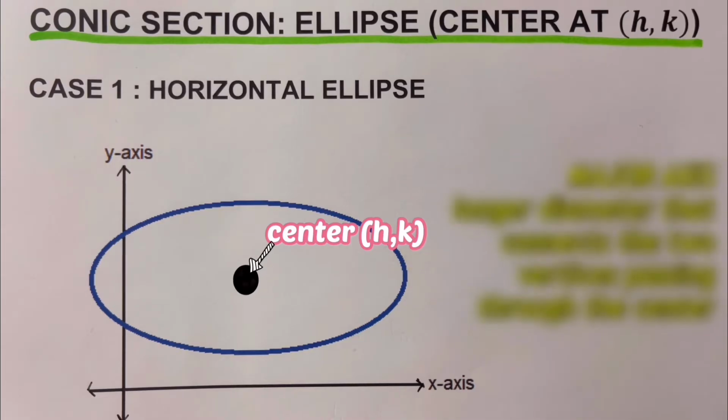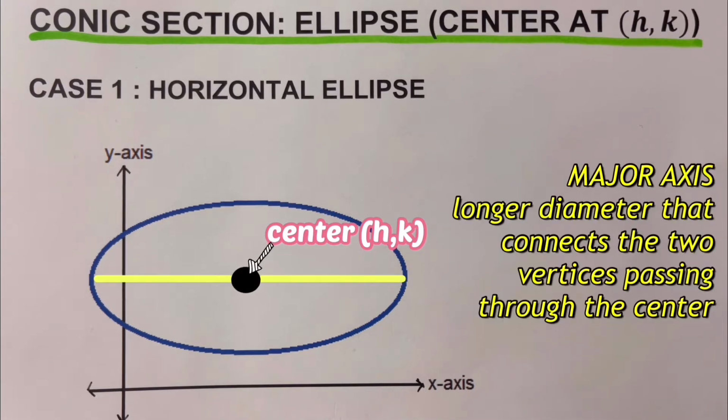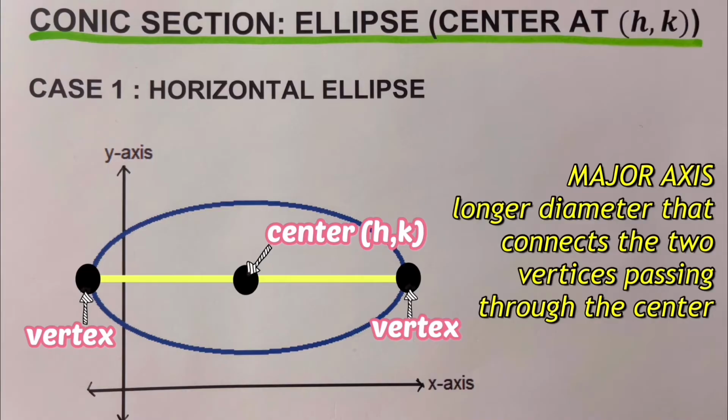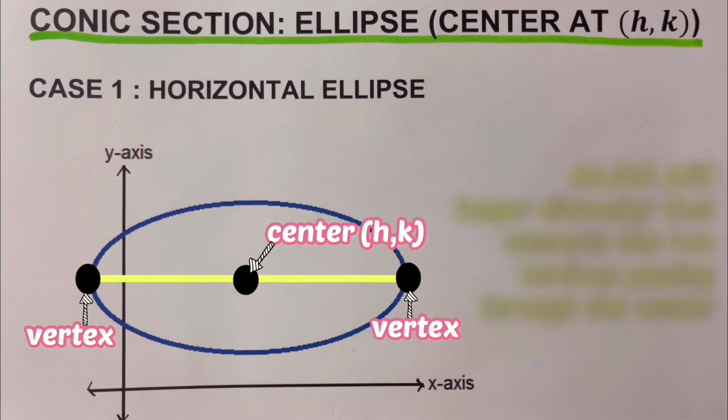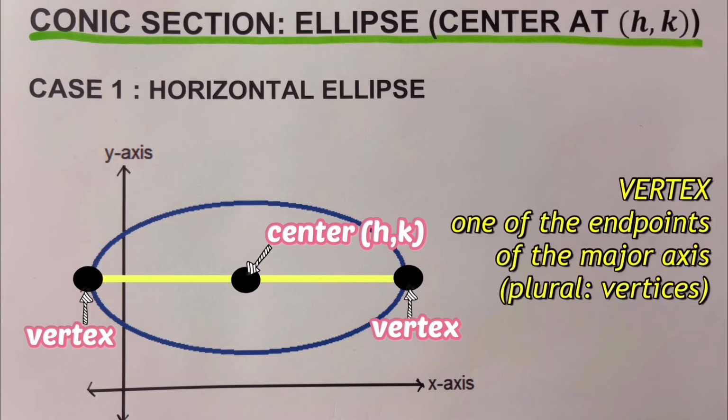Another part is the major axis. The major axis is the longer diameter. This is the line segment that connects the two vertices passing through the center. So on both ends of the major axis is a vertex. A vertex is an endpoint of the major axis, and there are two of them, so we call them vertices.